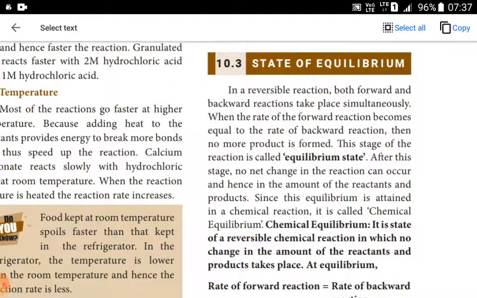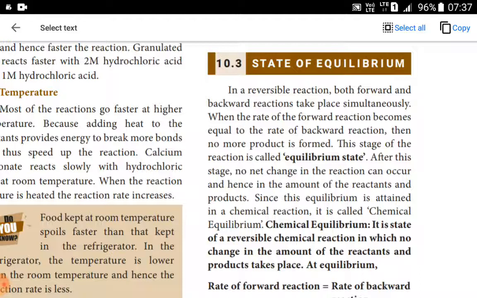This stage is called the equilibrium state. Actually, at this stage, there is no net change in the reaction. That means the reactants and the products are in a state without change. There will be no changes in the product and reactant.